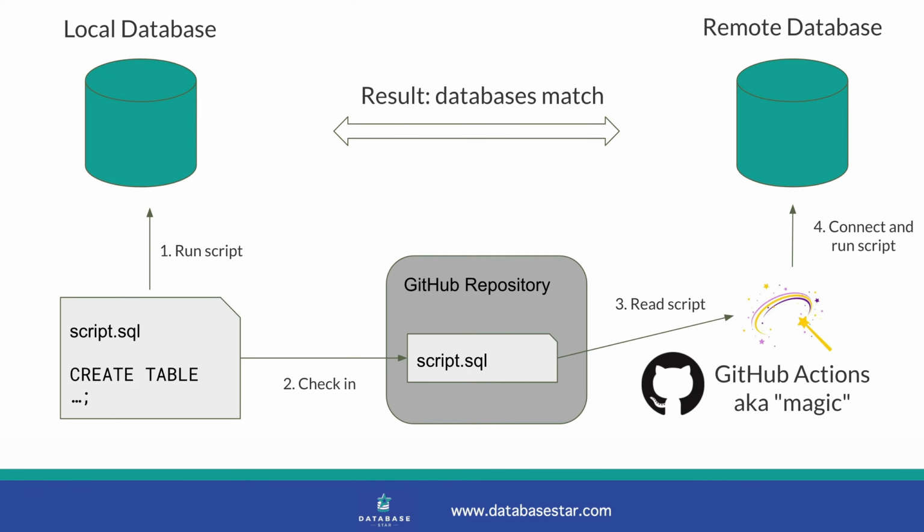Now here's where the magic happens. We will set up a process to automatically look at this SQL file, connect to another database, and run this SQL file on that other remote database. This means the remote database will be updated to match our local database. All we had to do was check in a file. But how do we set this up? I'll show you how in this video.